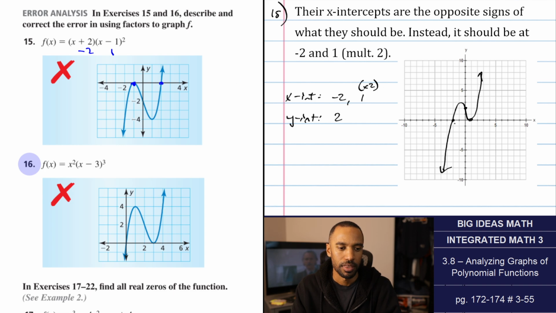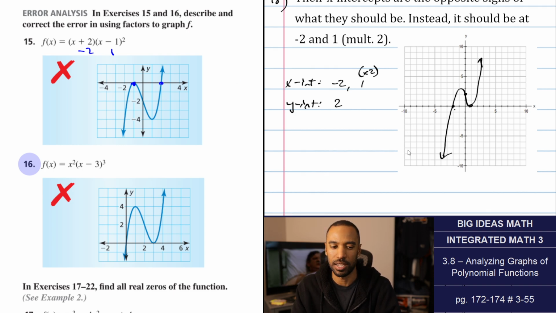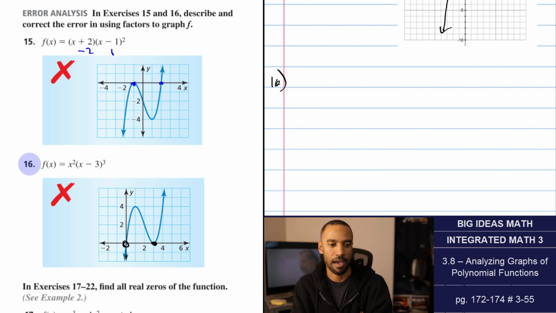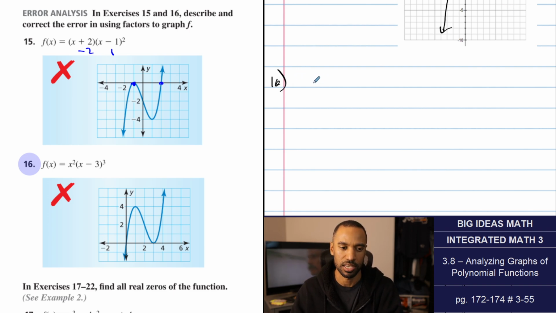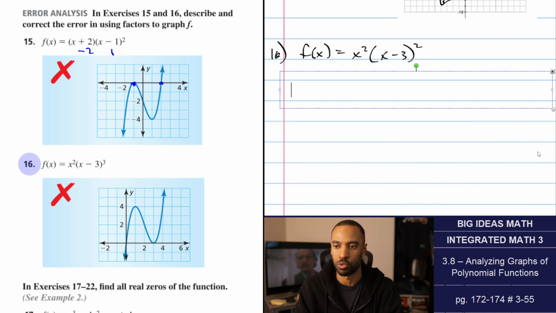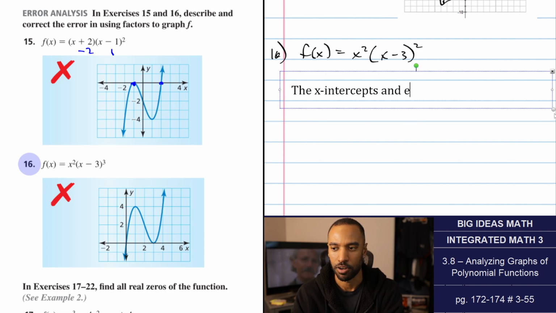Number 16, they have x squared times x minus 3 quantity cubed. Everything that's wrong with this has to do with multiplicities. They have the right intercepts in 0 and 3, and they have the right end behavior for this positive quintic function. X squared times x cubed is x to the 5th. Let me actually write out this function this time, unlike how I didn't last time. So their problem is the way that your graph goes through the x-axis. The x-intercepts and end behavior are fine.